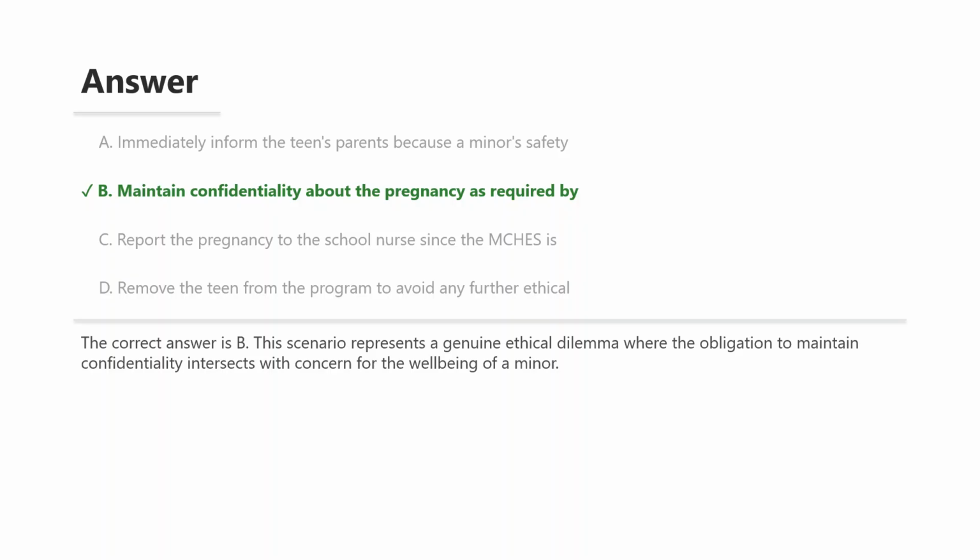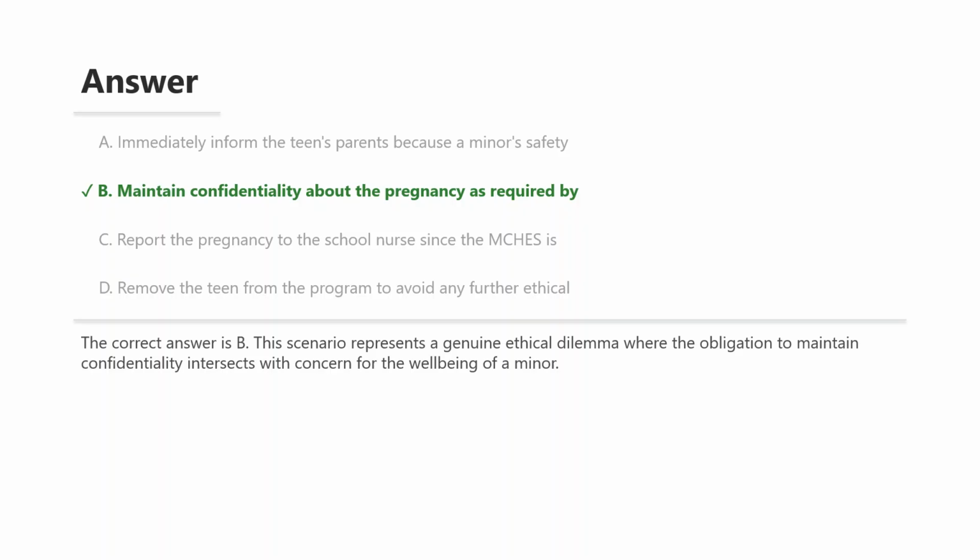This scenario represents a genuine ethical dilemma where the obligation to maintain confidentiality intersects with concern for the well-being of a minor. However, the scenario provides an important contextual detail that resolves the tension. In this state, minors have a legal right to confidential reproductive health services, which means both the legal framework and the code of ethics support maintaining confidentiality in this situation.